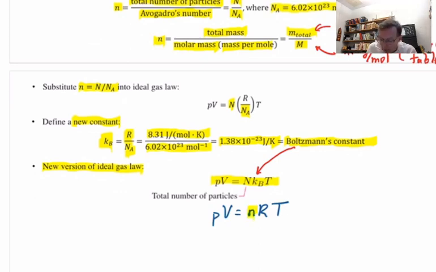Little n is the number of moles, big N is the total number of particles. k_B is Boltzmann's constant, for which we have a value, and big R is the gas constant per mole, for which we have a value. So we will use those both interchangeably throughout this chapter. And the one we use in any given situation is just based on what's most convenient.